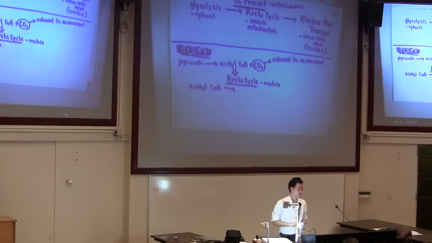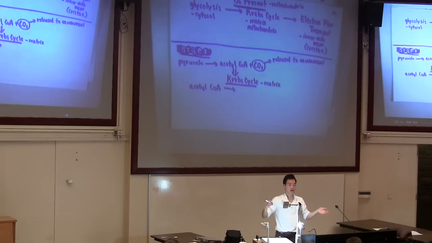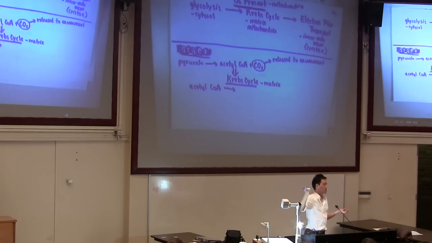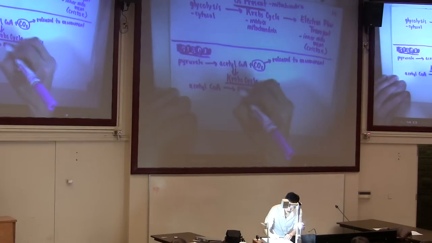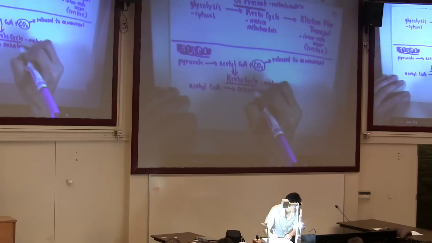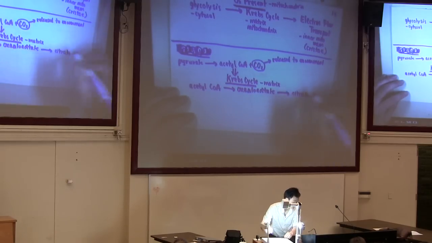That's converted to what? What is acetyl-CoA converted to? What's the reaction? Acetyl-CoA. Okay, so what do you produce at the end? You produce citrate. What's in between? Oxaloacetate. So your acetyl-CoA, so oxaloacetate produces citrate. Okay?